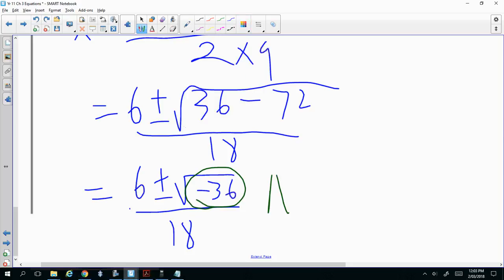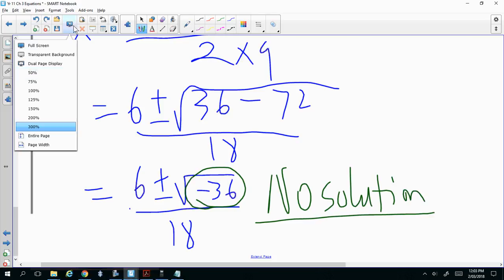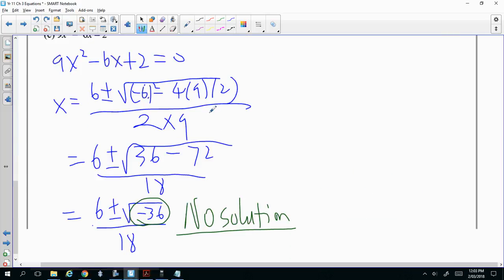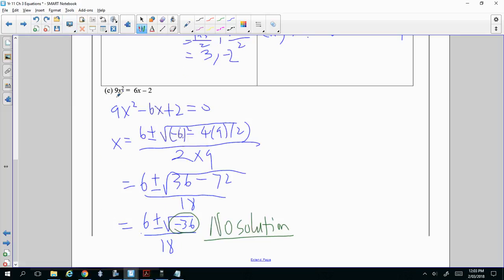Alright, that's done. So now we know some quadratic equations have got no solution. Some have 2 solutions. Some could have 1 solution. Okay. Write it down. We've got one more page. Then we're done. Alright, finish.